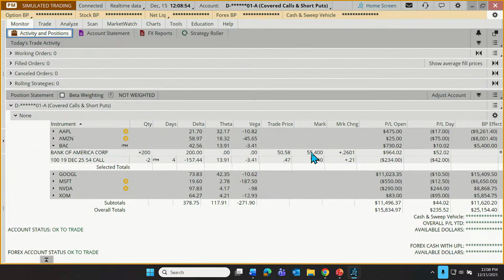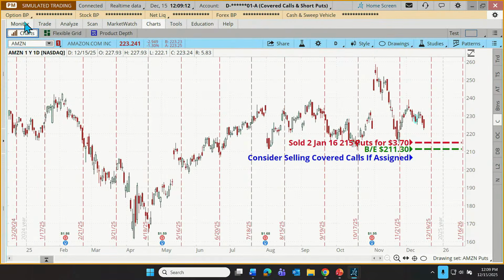I don't really define it as risk, because what this means is if we're required to sell the shares, well, we bought those shares for $50.58. Selling the shares at $54 would be a realized gain on the stock, plus the incomes, there've been multiple, that we've collected along the way. So that would be a profitable exit. Anyway, so this is our Bank of America position.